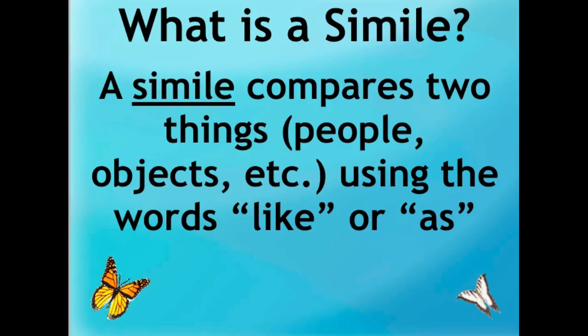So at this time, take a look at your guided notes for me. You'll notice that you have a couple blanks there. The first thing you want to make sure you put down is that right after the word simile and compares, you want to make sure you write down the words two things and then in parentheses, people, objects, etc. So go ahead at this time and fill in your guided notes for me. And we will go ahead and take a look at some examples here.